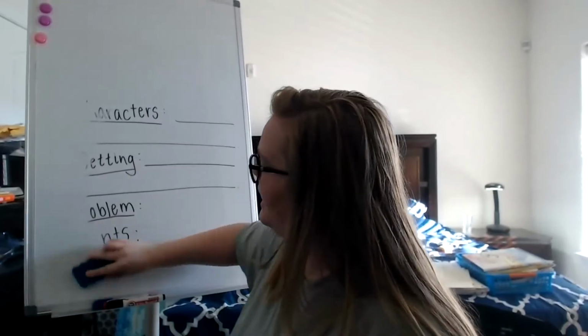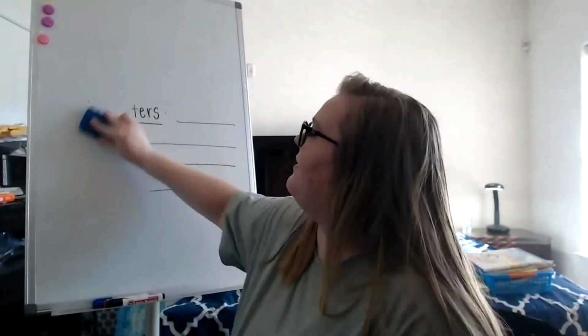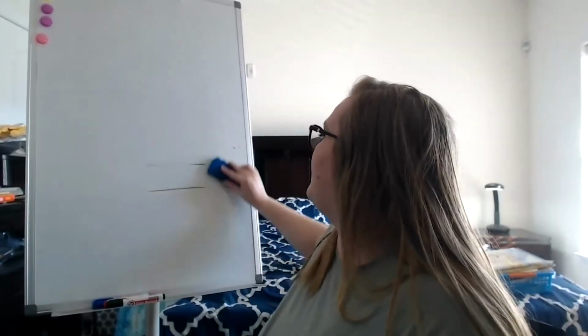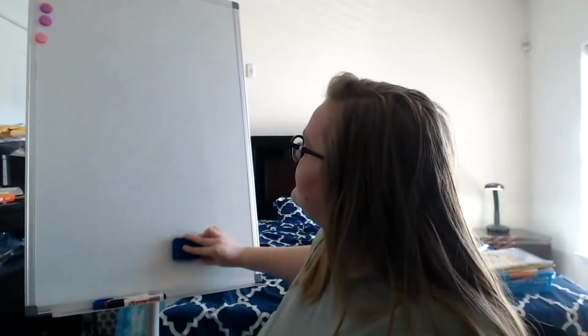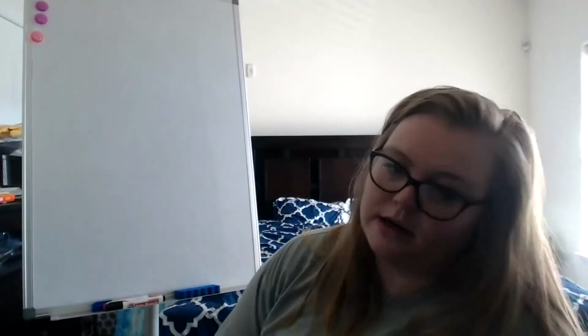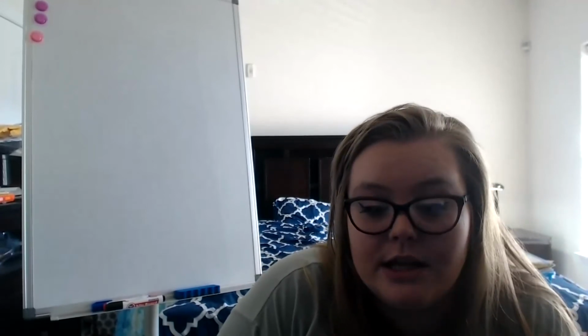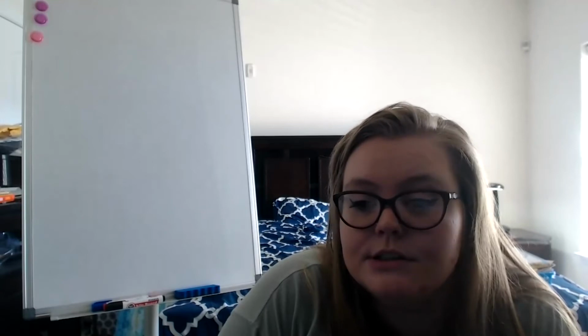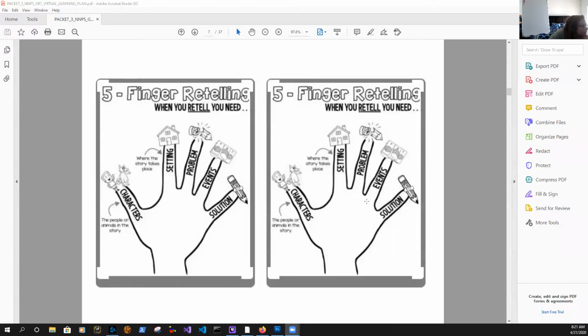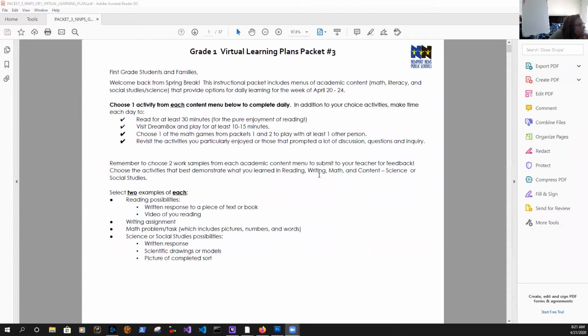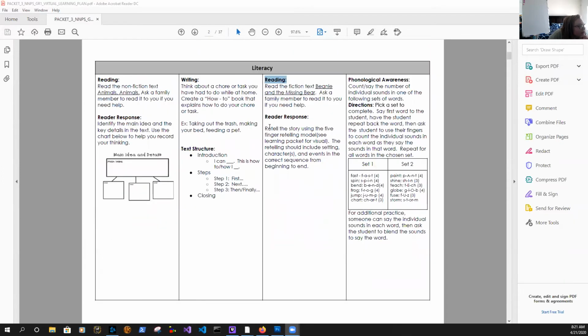But remember, you can keep the 5-finger retelling page of the packet in front of you so you can see what you need to give information about to correctly retell the story. So I'm going to pull that back up. So this is your 5-finger retelling. So that's your reader's response.